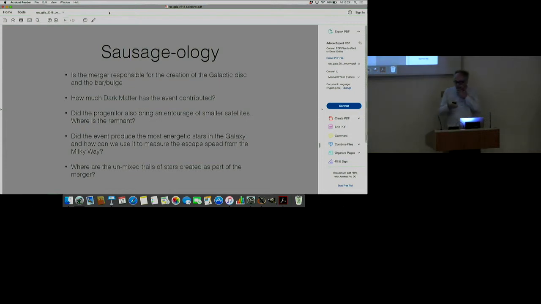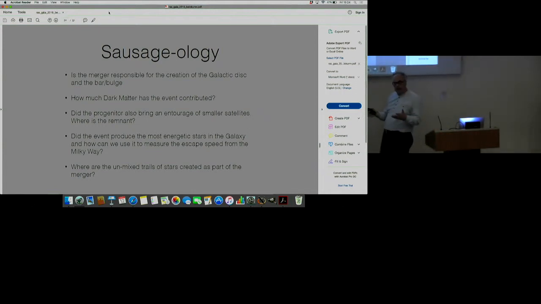But these are early days. There are lots of questions that remain unanswered. Is the merger responsible for the creation of the galactic disk and the Barron bulge? Remember, this would have been a gas-rich merger. This galaxy would have brought into the Milky Way with it a lot of gas.